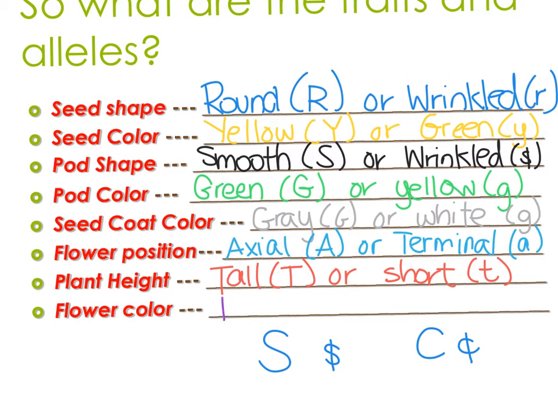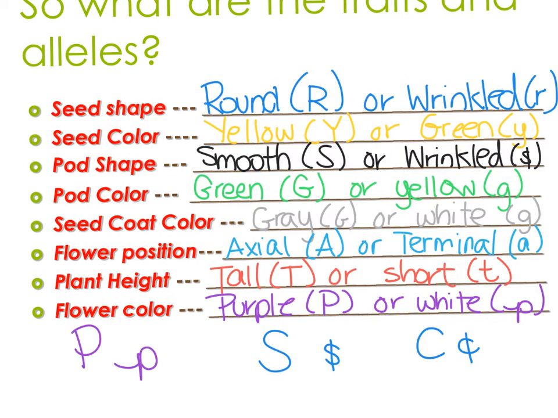And finally, flower color is purple, which is a capital P, which is dominant to white, which would be a lowercase p. Notice to show the difference between the capital P and the lowercase p, the capital P is written in manuscript, whereas the lowercase p is written in cursive, so it has the tail on it to help differentiate those. It is of the utmost import that we can understand your writing.